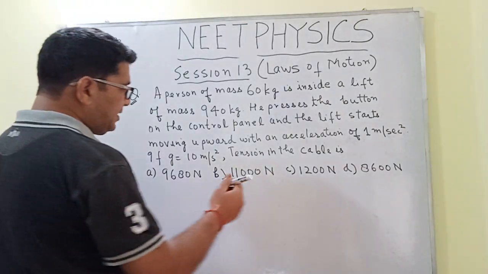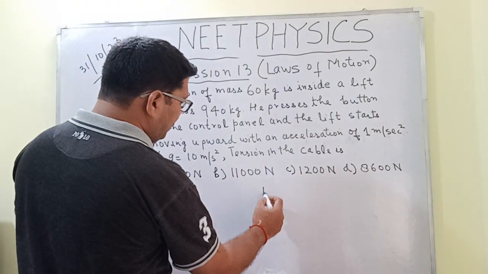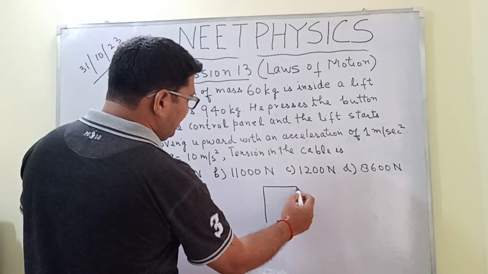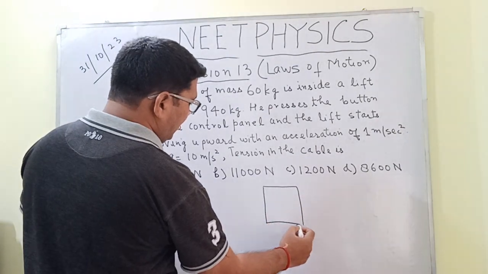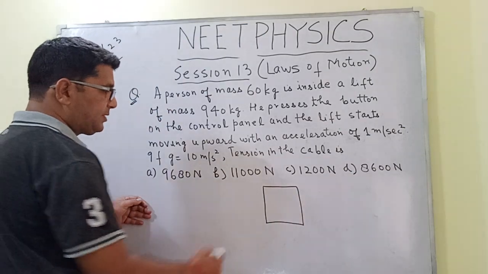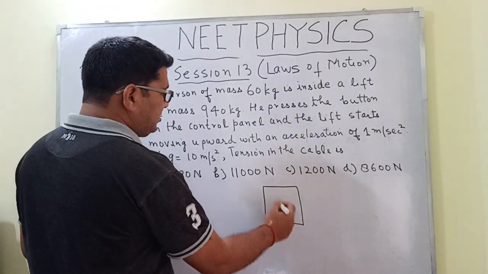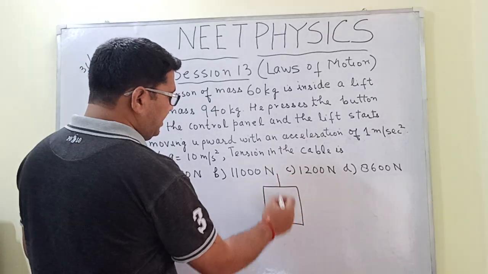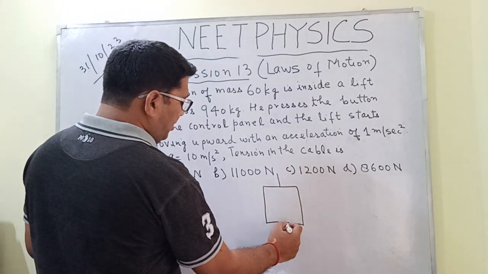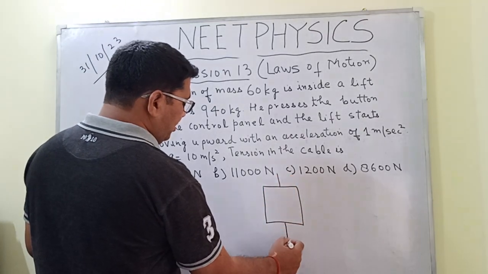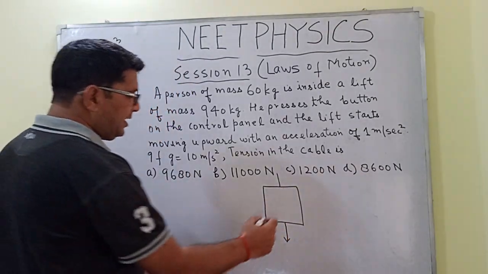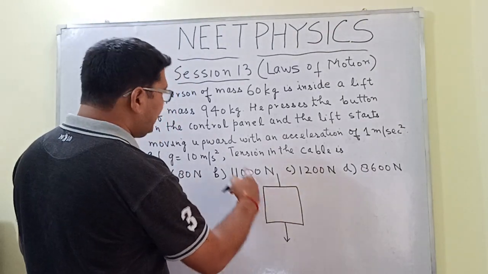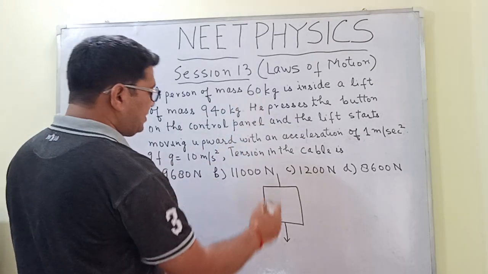The question here is very easy. There is nothing in it. I will just try to explain this question with the help of this diagram. Assume this is the lift and this is the supporting cable. Okay, this is its cable. Now the weight of this lift, inside which a person is standing whose mass is 60 kg.